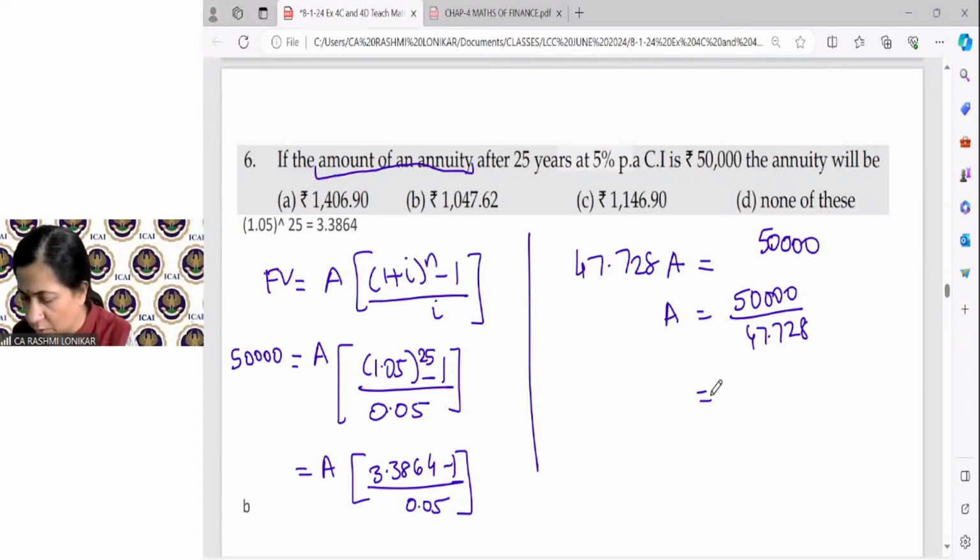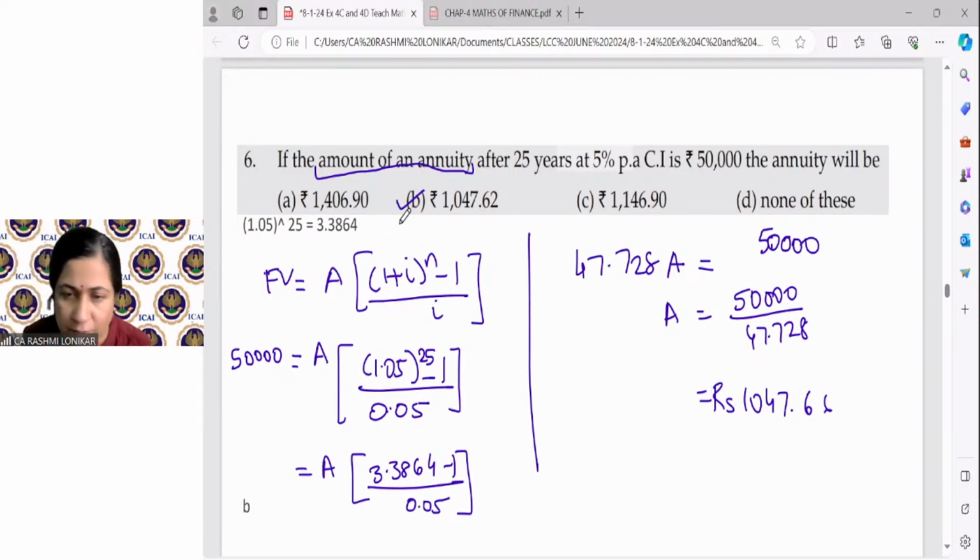Just check with the calculation also, okay? 50,000 divided by 47.728. 1047.6. Yes. So rupees 1047.60, which is nearest to 1047. Okay. See, again, they are trying to confuse. This is 1406 and this is 1047. So just be careful with what options you are putting as correct. Yes. Yes, very good, Kinjal. Very good.